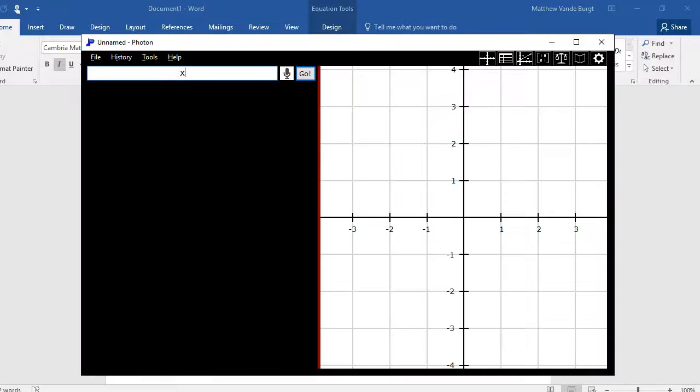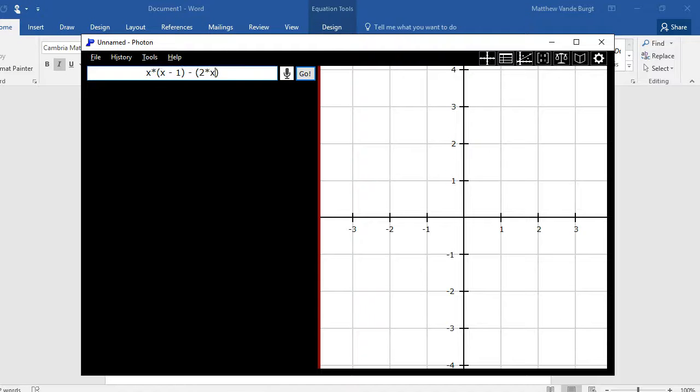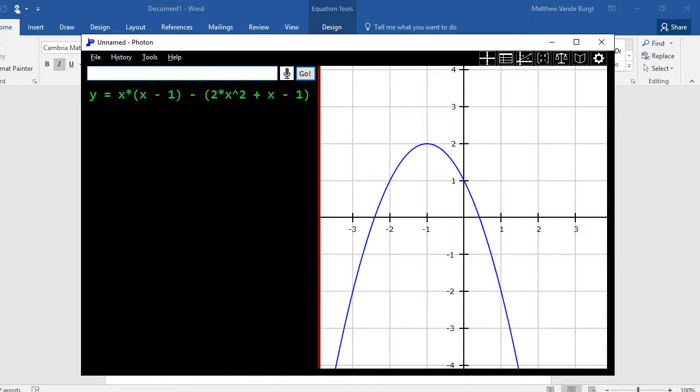So that's x times x minus 1, and then minus, and then one last set of parentheses. Inside that was 2x squared plus x minus 1. Okay, so now I've graphed that equation, and now the x-intercepts are going to be the two solutions to that equation.